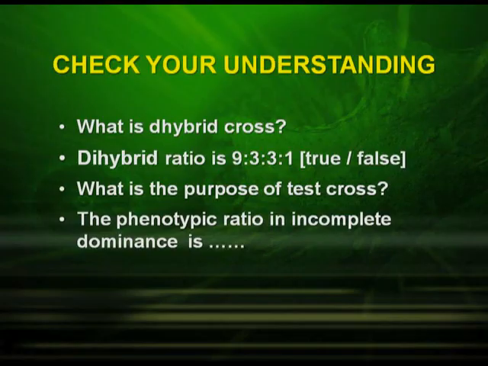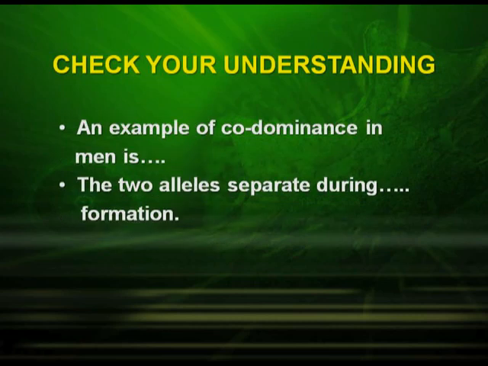Now try this to check your understanding. What is a dihybrid cross? The dihybrid ratio is 9:3:3:1, true or false. What is the purpose of a test cross? The phenotypic ratio in incomplete dominance is ___. An example of codominance in man is ___. And the two alleles separate during ___ formation.